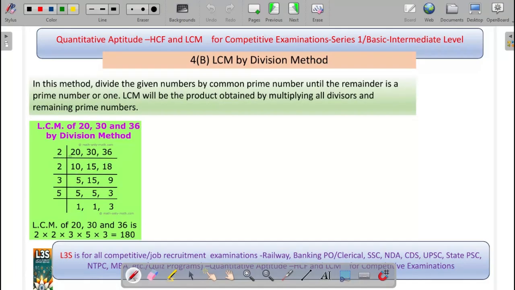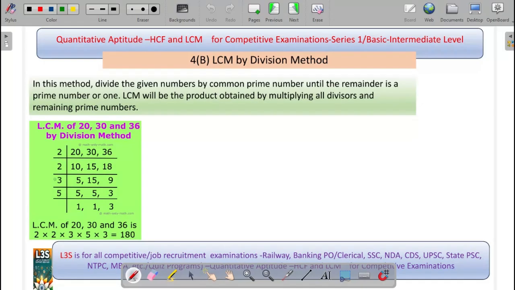2 into 10, 20. Then 30, 15, 18. Then again we divide by the prime number 2. 2 into 5, 10. 15 we cannot divide, so 15 will remain the same. Then 2 into 9, 18. Again we simplify, dividing by 3. So 5 we cannot divide, so 5 will remain the same. 15, 3 into 5, 15. 3 into 3, 9. So here two 5s are there, so we can divide by 5: 1, 1. Then 3 we cannot divide, so 3.